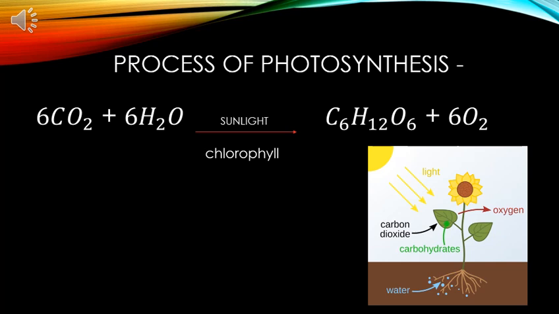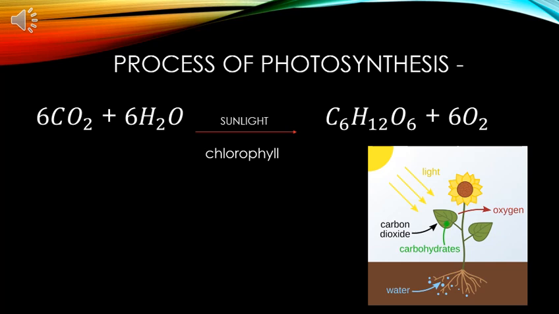Combines with 6 molecules of water, which is H2O. In the presence of sunlight and chlorophyll, they form glucose, meaning their food, which is C6H12O6. Plus, they also release a waste, which is oxygen, 6 molecules of O2. You can see this equation on the screen. 6CO2 plus 6H2O in the presence of sunlight and chlorophyll forms C6H12O6 plus 6 molecules of O2.